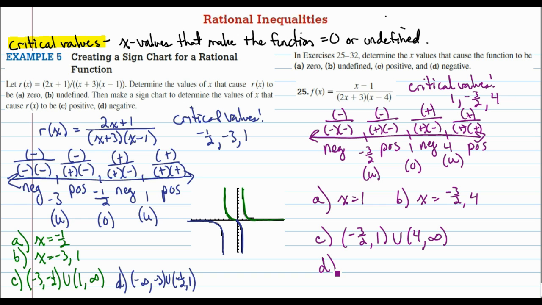And then part D, where is the function negative? That is going to be from any x value between -infinity to -3/2 will produce a y value that's negative. And again, between but not including 1 and 4, 1 makes the function 0, which is not negative.